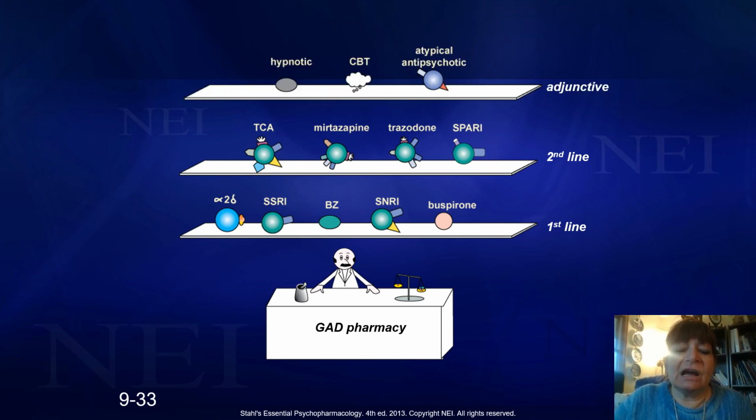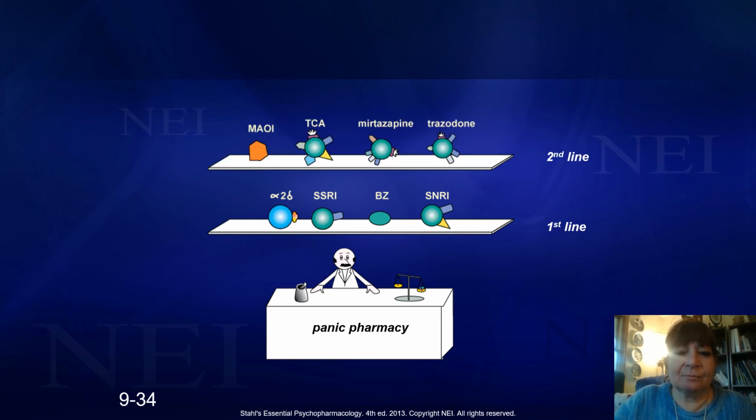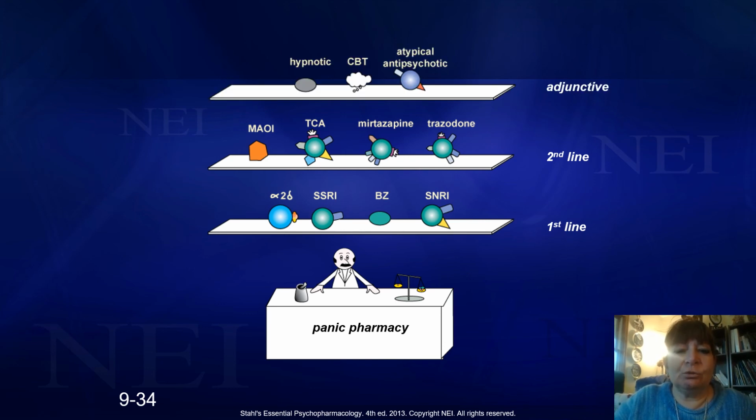And then third line, like I said, I'd move CBT down a couple of notches, but you can consider a hypnotic and an atypical antipsychotic such as quetiapine. Here is the pharmacotherapy for panic. Second line, MAO inhibitors are also maybe considered. Of course, you would have to get them off of the serotonin drug.